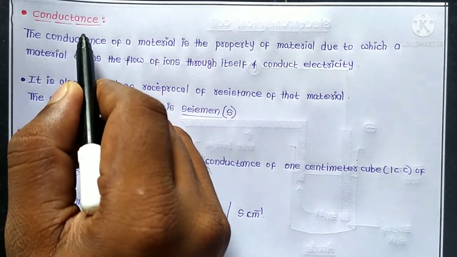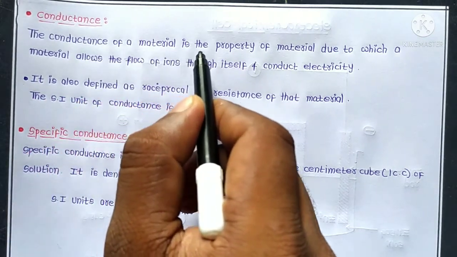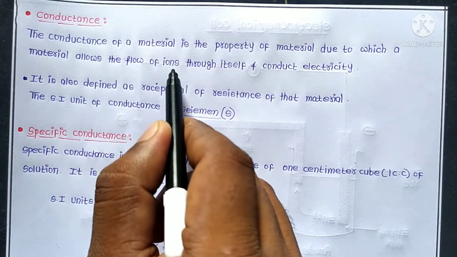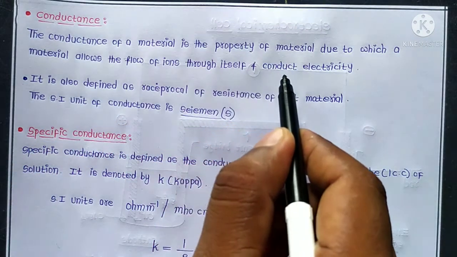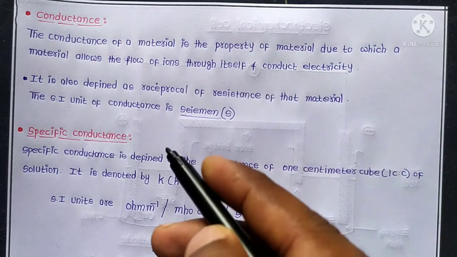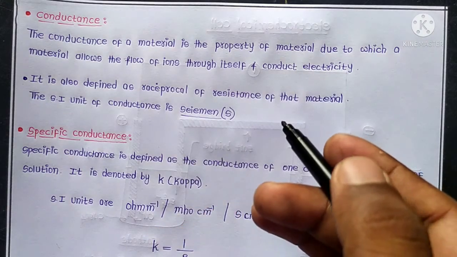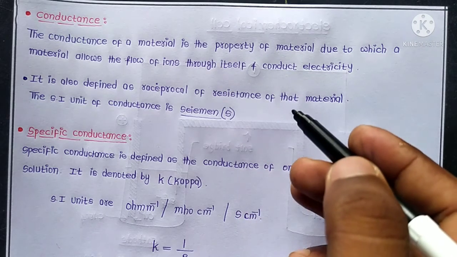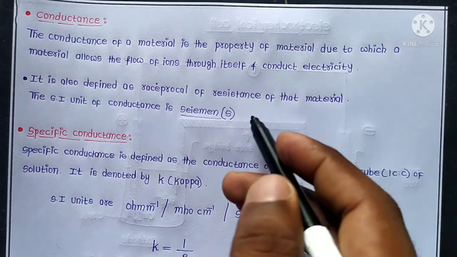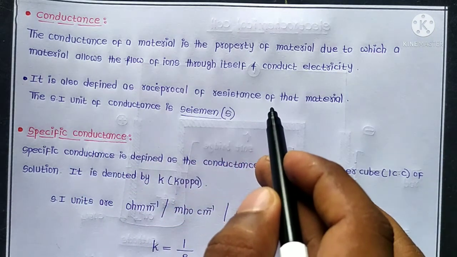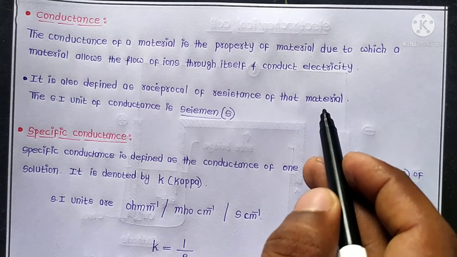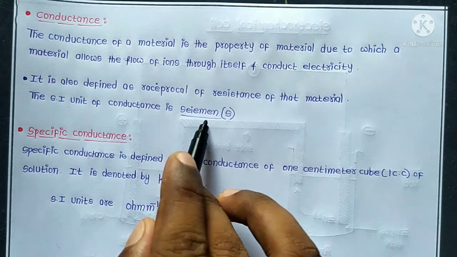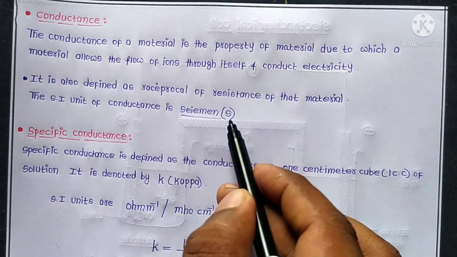Next one is conductance. The conductance of a material is the property of a material due to which it allows the flow of ions through itself and conducts the electricity. That is called conductance. Conductance is also defined as the reciprocal of the resistance of that material. Now the SI unit of conductance is the Siemens, which is represented by the symbol capital S.